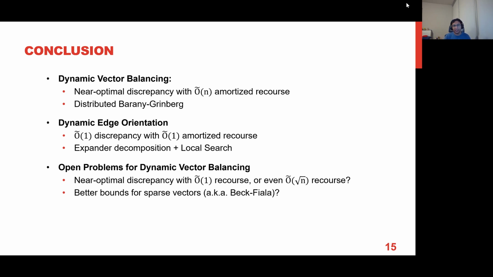So can we obtain them for these problems, like beyond sparsity 2? Thank you.